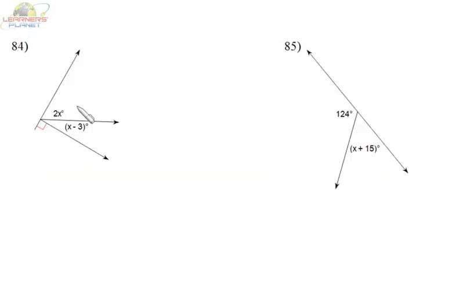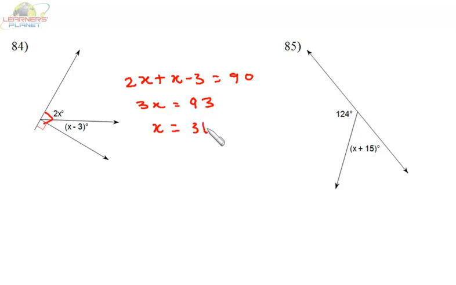Further, in this question, both the angles will be of 90 degree. Since this is 90 degree and it is a straight line, this angle will also be of 90 degree. So 2x plus x minus 3 is 90 degree. So 3x is equal to 90 plus 3, that is 93. That means x is equal to 31.